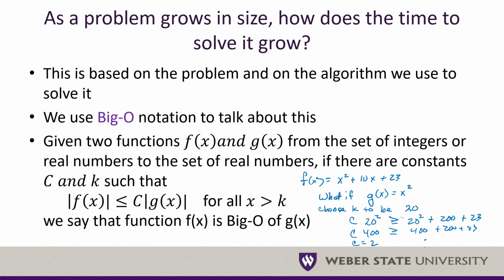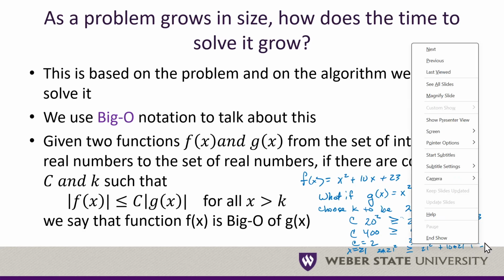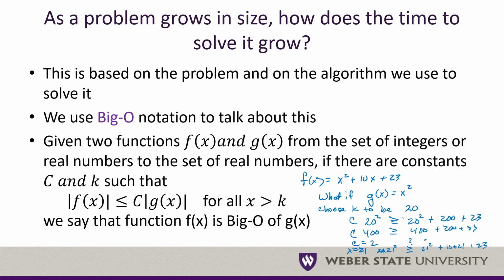And at that point, what happens, for example, for 21? Okay, so for x equal 21, we've got 21 squared on this side. What we want to know is 2 times 21 squared greater than or equal to 21 squared plus 10 times 21 plus 23.